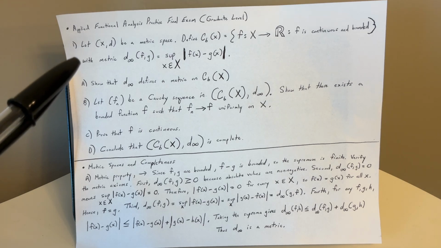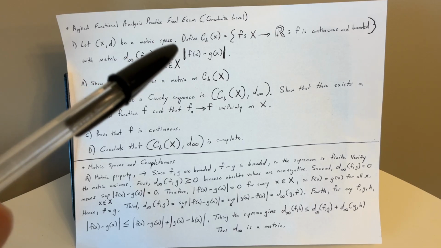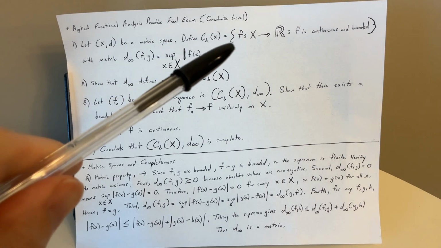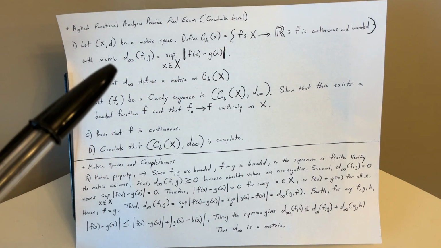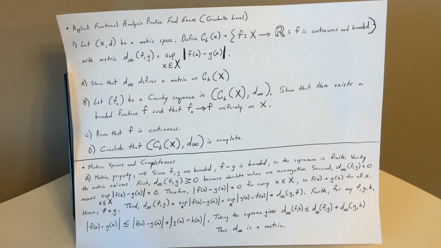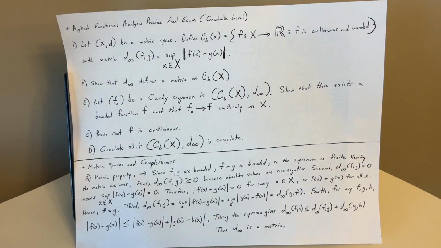So number one, we have let (X, d) be a metric space, and we want to define C_b(X), given that the set of f: X → R is continuous and bounded, with this metric, d_∞(f, g), the supremum metric here, the largest difference between the two functions, f(x) and g(x). Part A: show that d_∞ defines a metric on C_b(X).